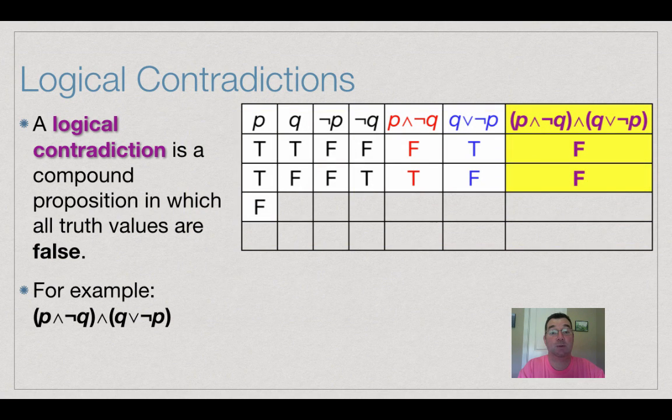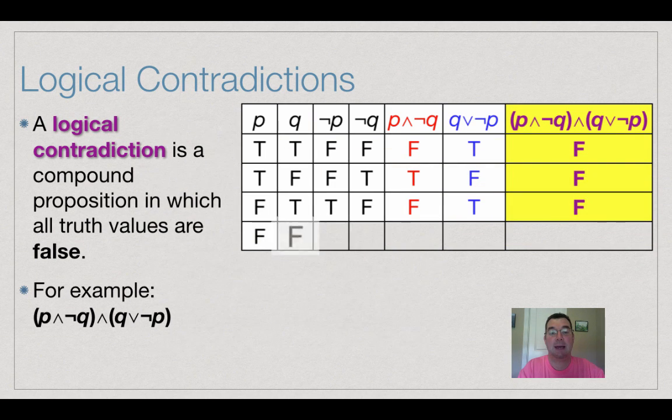Third possibility is when P is false and Q is true. That means that not P is true and not Q is false. P and not Q will be false, and Q or not P will be true in that case. But again, a false and a true will give me false.